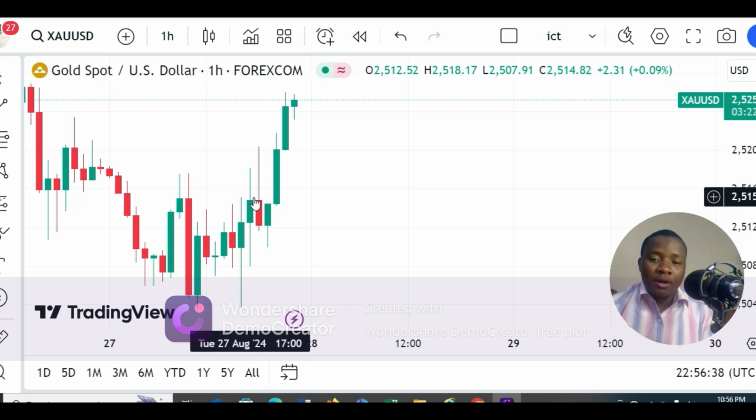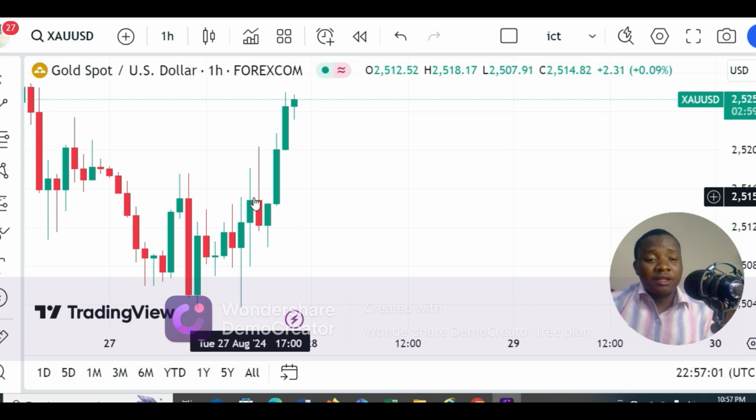So we are just going to do an anatomy. Anatomy is like when you are studying a human body. Now we are studying a candlestick. We are going to see how it is interpreted, how it is formed, and what it means when a particular type of candlestick is formed.